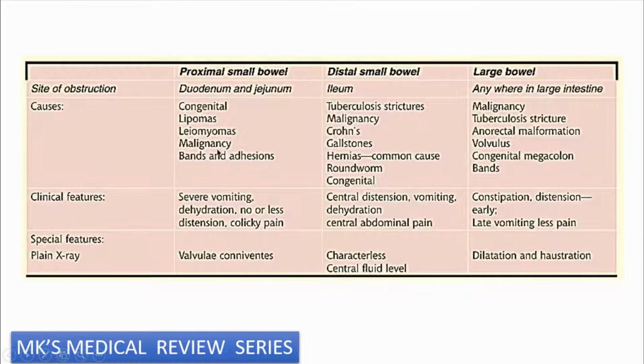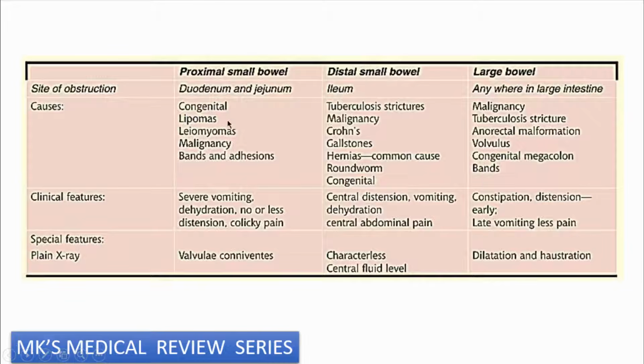So here are some of the causes. You have congenital causes, lipomas, leiomyomas, malignancies, bands and adhesions. Whilst with distal small bowel, you have TB strictures, malignancies, Crohn's disease, gallstones, hernias, which are by far the commonest cause, roundworms, and it could also be congenital. In large bowel, it can occur anywhere on the large intestine. So you could have malignancies, TB strictures, anorectal malformations, volvulus, congenital megacolon, or bands.